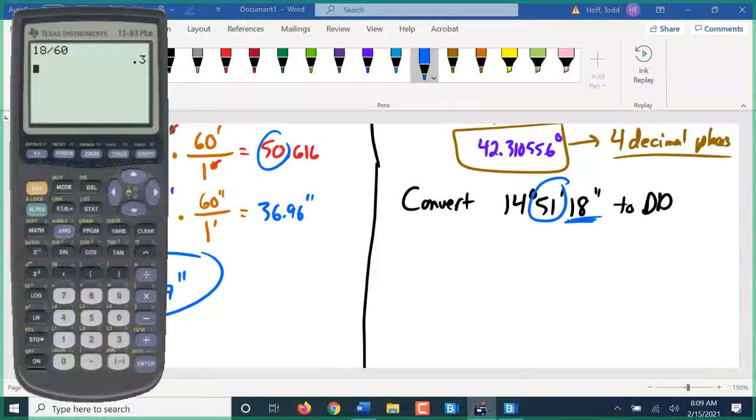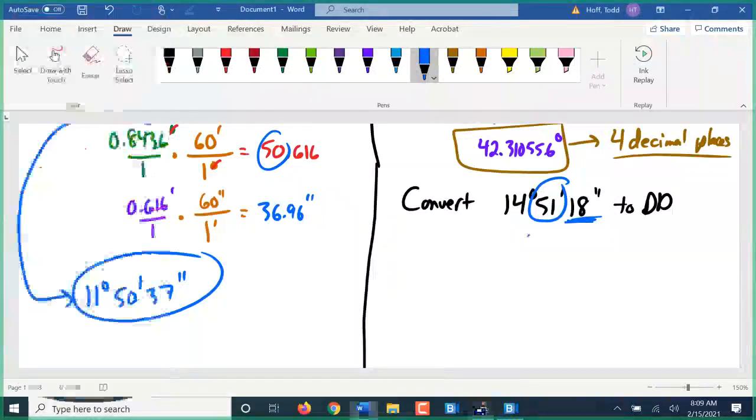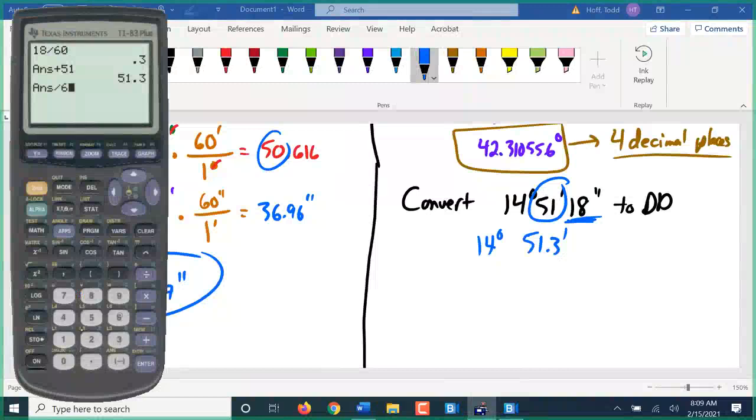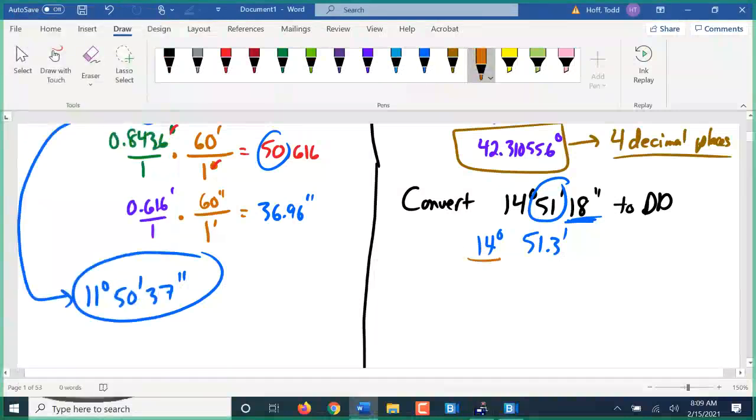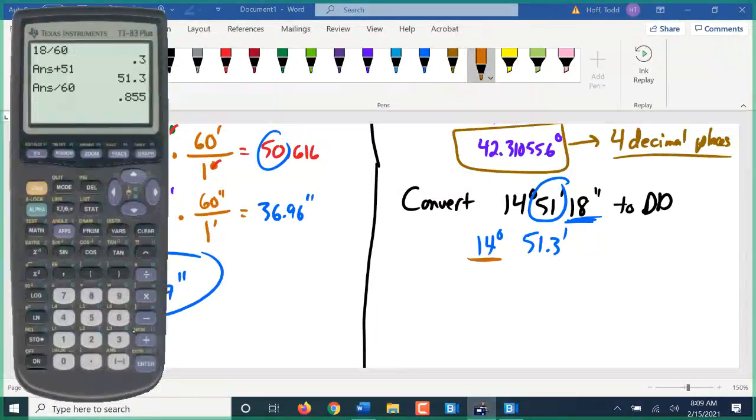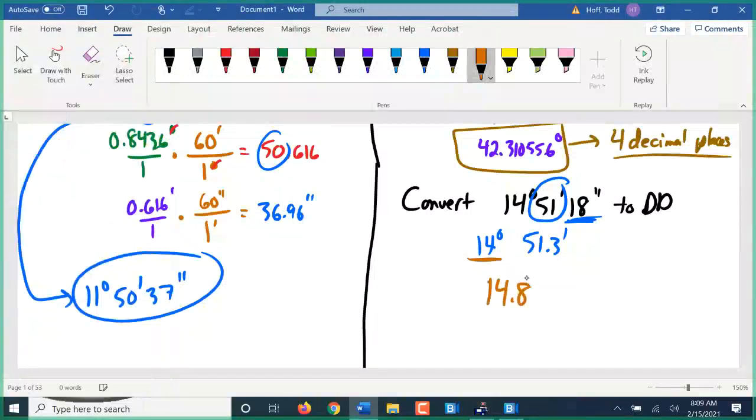Add that, because that's now minutes. Add that to the 51 minutes. 51.3 minutes. Then what? Divide that by 60. Make it degrees. We got 0.855 degrees. And then add the 14 to it. 14.855 degrees. Now it's only 3 decimal places, but it came up perfect, so that's fine. It'll just go 3 decimal places.